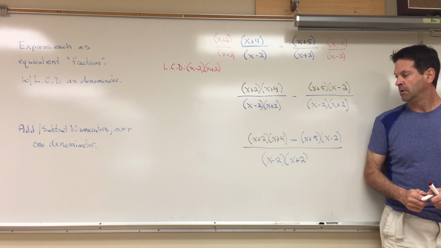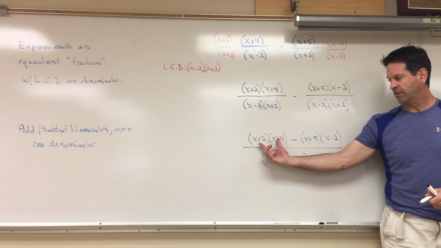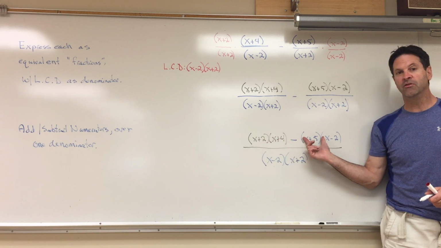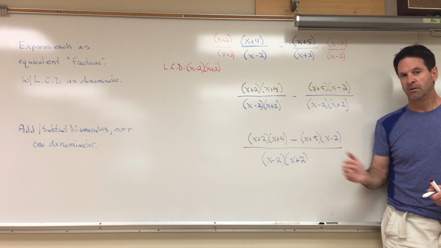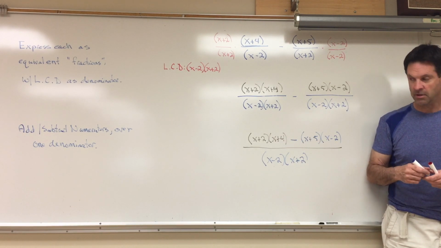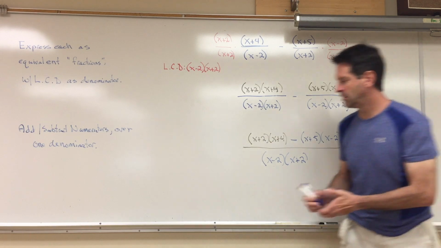Okay? The next thing you'll do is expand and collect your like terms in the numerator, in the top. FOIL, subtraction sign, FOIL. We'll put it on pause as I transfer this again.